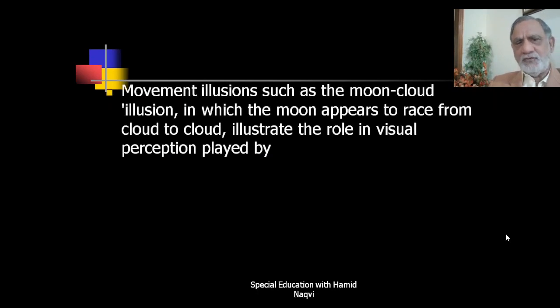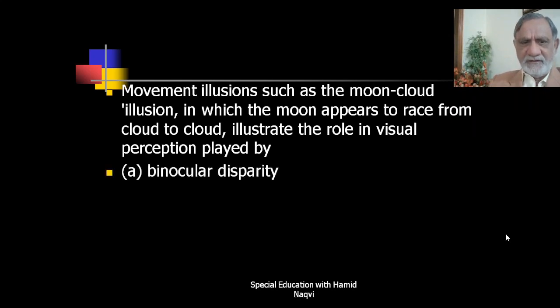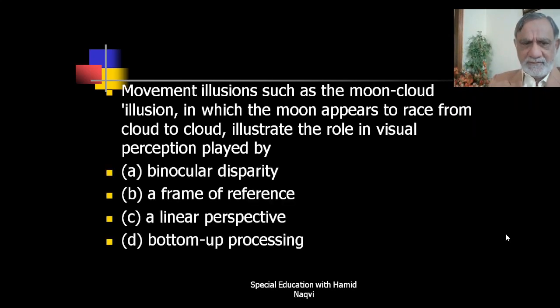Movement illusions such as the moon-cloud illusion, in which the moon appears to race from cloud to cloud, illustrate the role in visual perception played by. Correct one is a frame of reference.